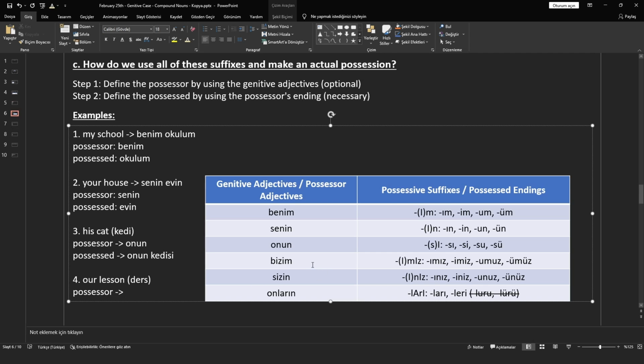So our is, let's check, bizim. Bizim, exactly. And the possessed noun, bizim uses the ımız, imiz, umuz, ümüz endings. First, we are checking the final letter. It's a consonant, so we need the extra vowel. We need the ı or e, and the vowel harmony. After e, we will use e. So bizim ders imiz. Bizim dersimiz.